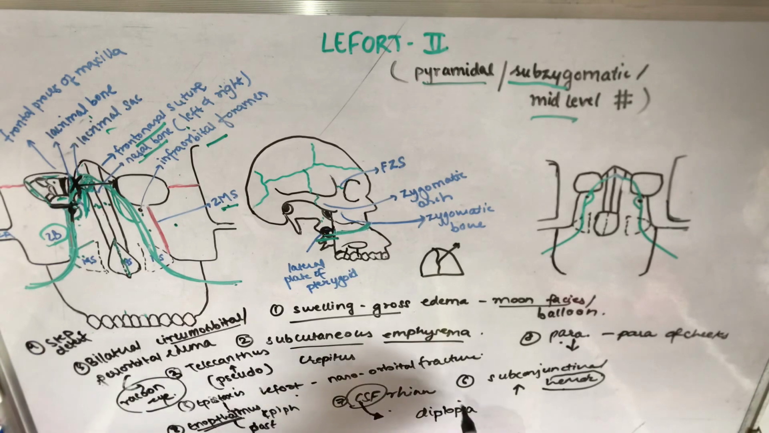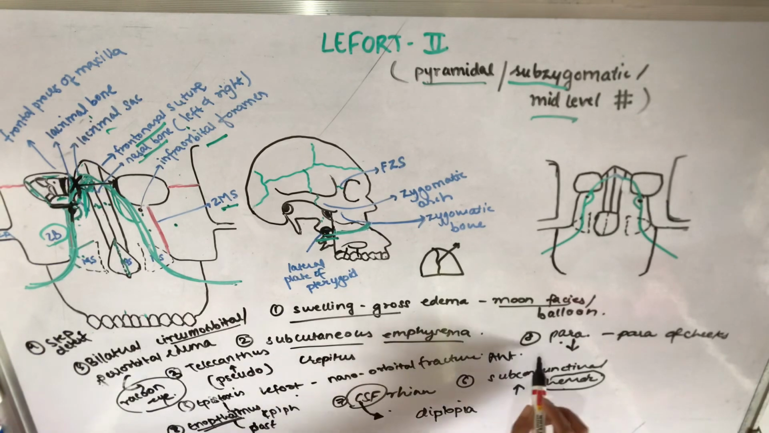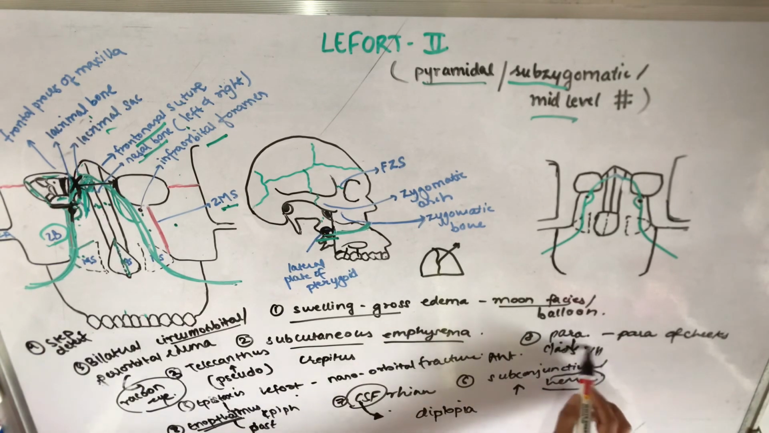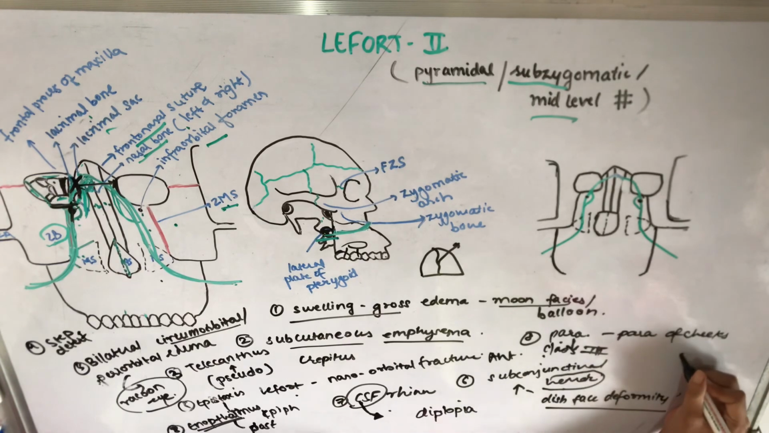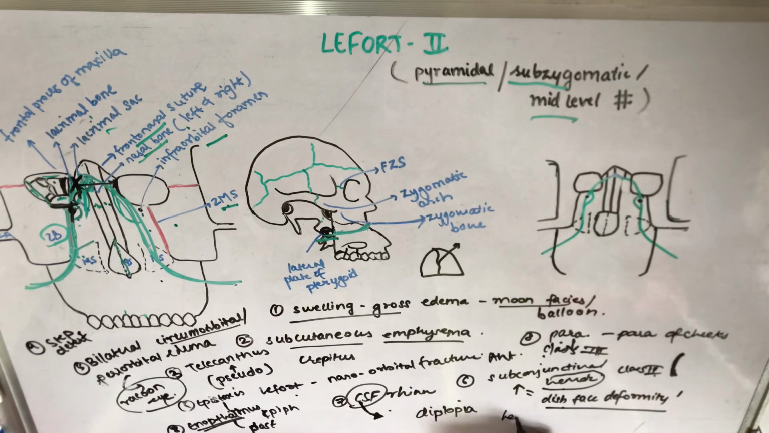And then you can see anterior open bite. Class 3 malocclusion is usually present in the case of Lefort 2. And because of this, it creates a dish face deformity. Dish face deformity is nothing but the prominence of the face is lost. So it will give the appearance of a dish face. Next feature is lengthening of the face.